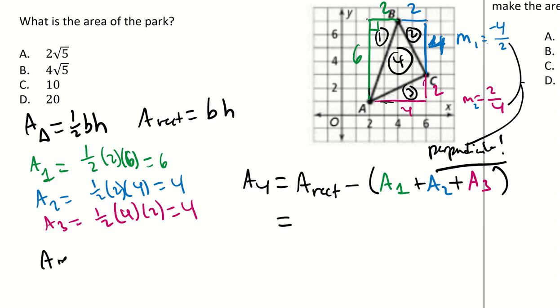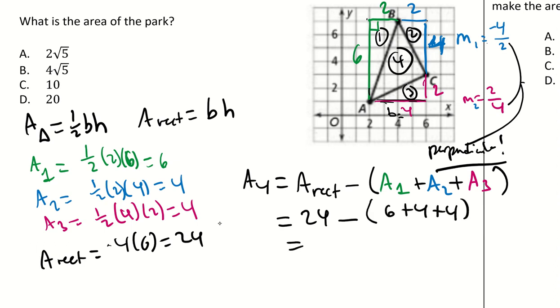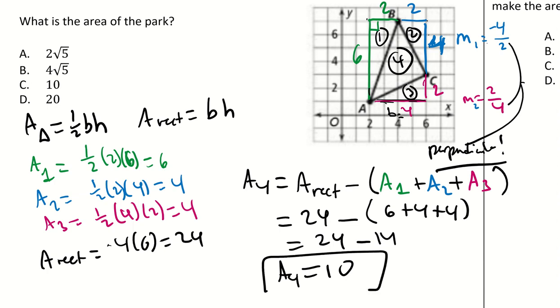So let's get the area of the rectangle. The area of the rectangle is base times height. The base of the rectangle is 4, this is the base, right? And the height of the rectangle is 6, so it's 4 times 6, which is 24. So we're going to do 24 minus 6 plus 4 plus 4. 6 plus 4 is 10, 10 plus 4 is 14, so 24 minus 14. That means the area of the triangle that we're looking for is actually 10. And that's how we get that.